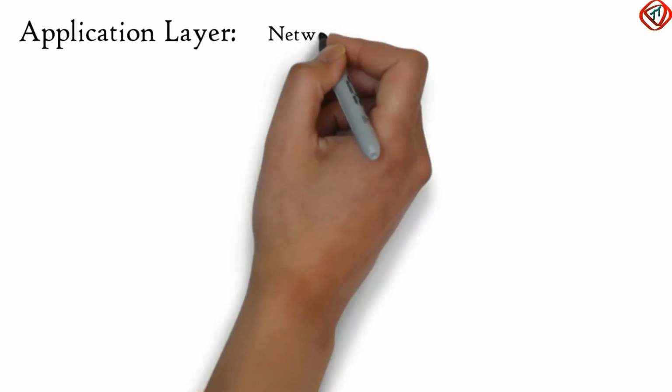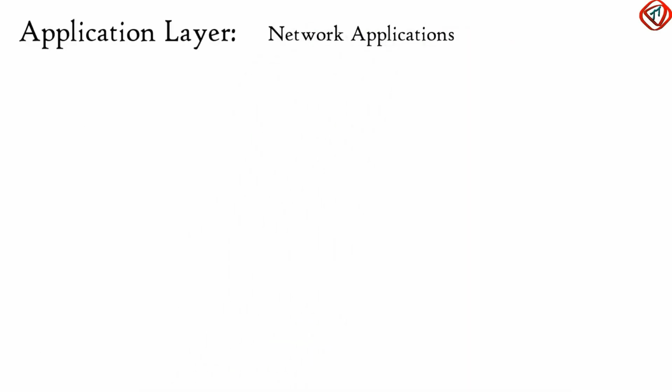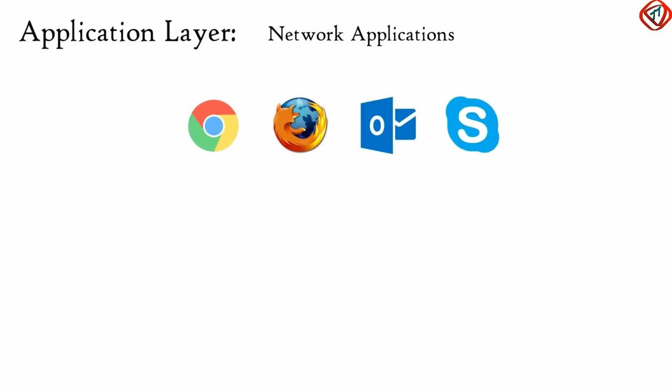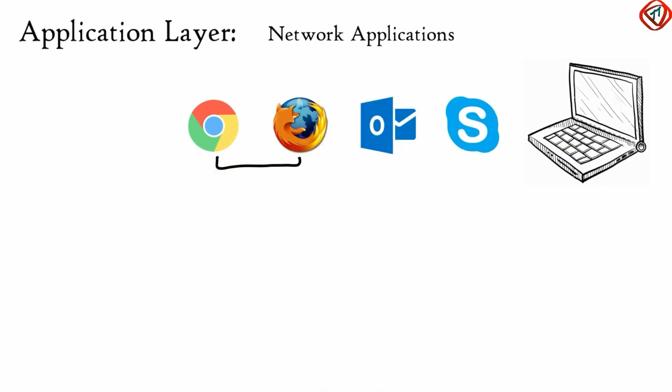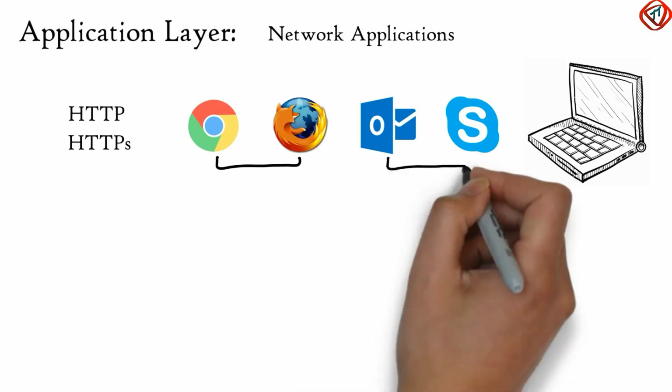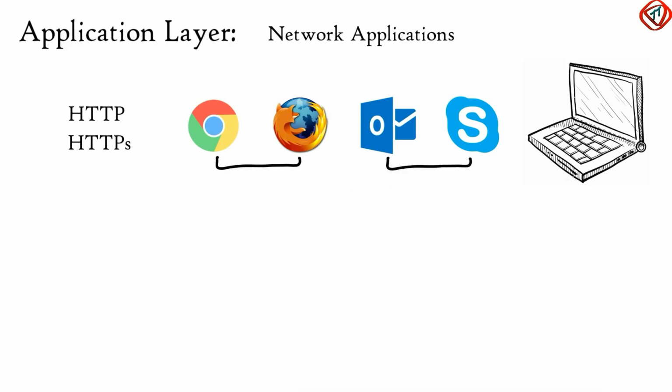Application layer is used by network applications. Network applications means computer applications that use the internet, like Google Chrome, Firefox, Outlook, Skype, etc. A web browser is a network application running in your PC. It does not reside in the application layer, but it uses application layer protocols HTTP or HTTPS to do web surfing. Not only web browsers, but all network applications including Outlook, Skype, etc. are dependent on application layer protocols to function.